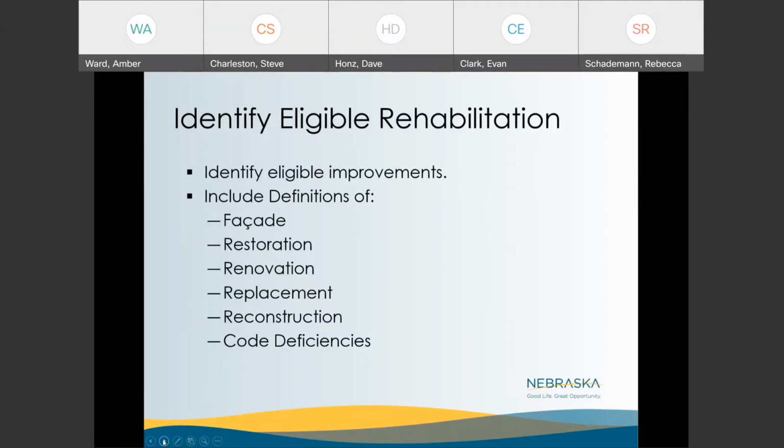So to identify eligible rehabilitation, the local government will spell out eligible improvements under your guidelines and definitions of what your activities are going to involve. The very common activities are facade restoration, renovation, replacement. This could be doors and windows, reconstruction, and addressing code deficiencies if you have code violations.